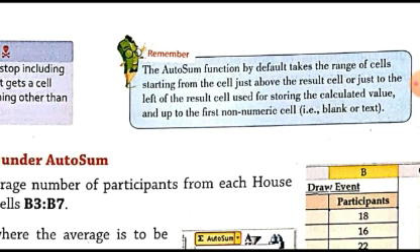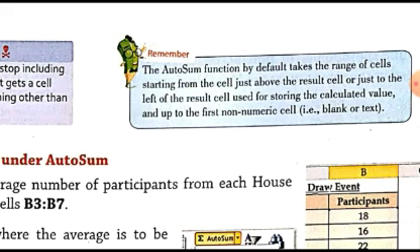Now one more question which can be formed from this point to remember is: what is the default range of cells taken by the autosum function? What default range of cells does the autosum function take? This question can be asked here. So what is the answer? The autosum function by default takes the range of cells starting from the cell just above the result cell or just to the left of the result cell.